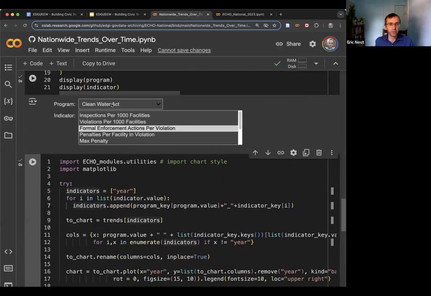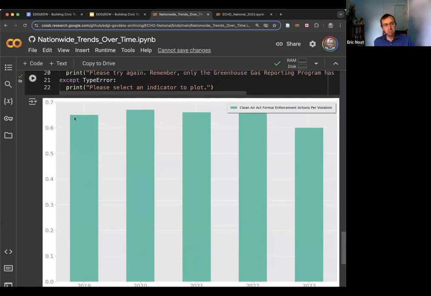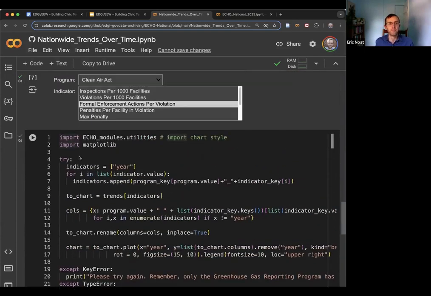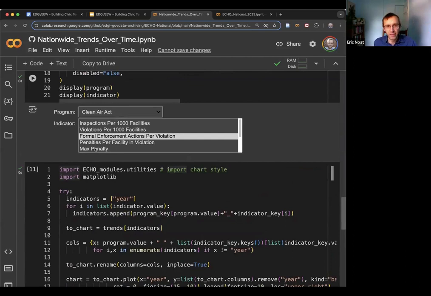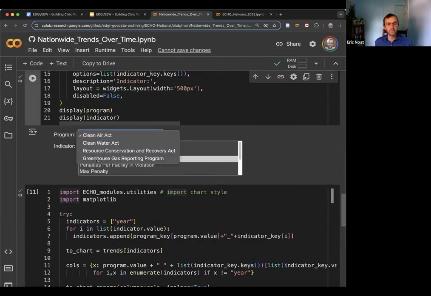That differs if we were to look at the Clean Air Act, where we see not quite 1 action per violation, but a lot closer. In other words, not every violation is going to get an enforcement action, but we're a lot closer in the Clean Air Act.